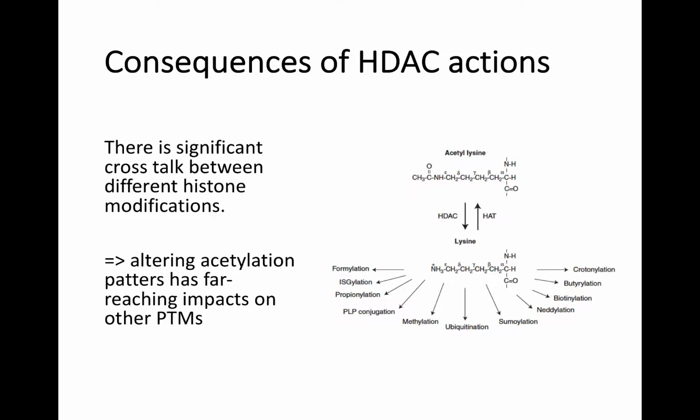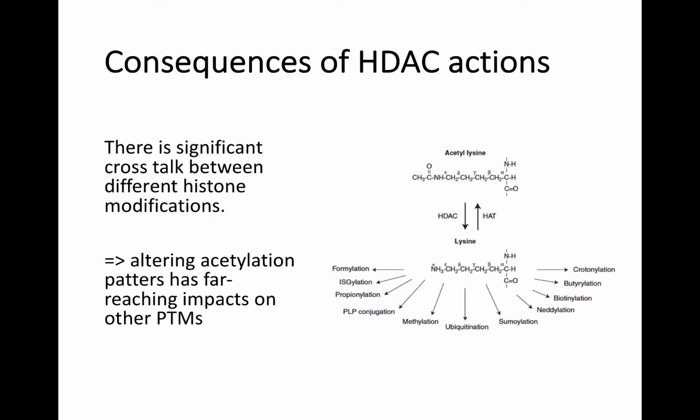The most obvious consequences of recruiting an HDAC to a specific site in the chromatin is the removal of acetyl groups from the histones. However, there are other consequences as well. Lysines are not only modified by acetylation, but also by a variety of other modifications such as methylation. Removing an acetyl group makes the lysine available for a different modification. In addition, some modifications inhibit or promote the modification at neighboring amino acids, so other modifications in the histone tail might be affected as well.